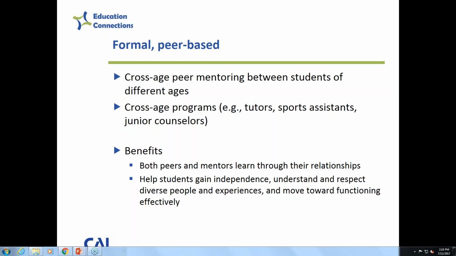through their relationships. And if you remember from our first seminar, we saw the collaboration between the middle school students and the high school students as they learned about one another in the Newcomers High School in Queens. It also helps students gain independence, understand and respect diverse people and experiences, and move towards functioning effectively.